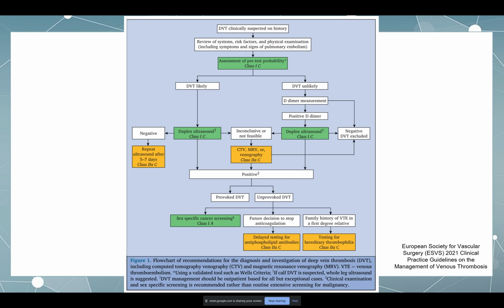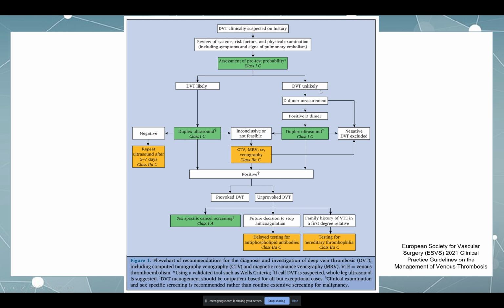Okay. So this is a flow chart for the diagnosis and investigation of DVT. So first of all, always start with history taking, and then some physical examination. So we can categorize patients into DVT likely or unlikely. If the patient is historically suspected and also clinically suspected on examination, we can combine with our Wells score, and then we divide patients into DVT likely and unlikely.